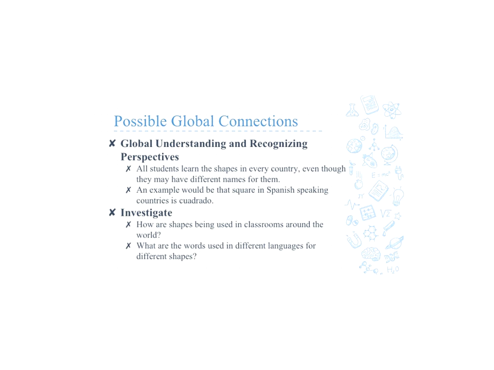So for our global connections, for the global understanding and recognizing perspectives, we said that all students learn the shapes, even though they may learn them with different names in different countries. In our schools, we have a lot of English language learners, so they could help teach our students the names that they learned when they were little, such as in Spanish, cuadrado is a square in English.